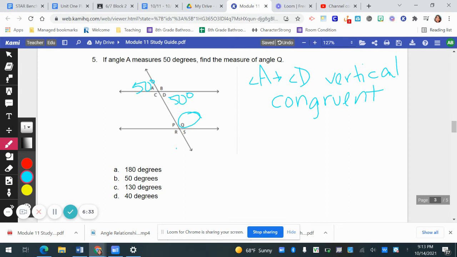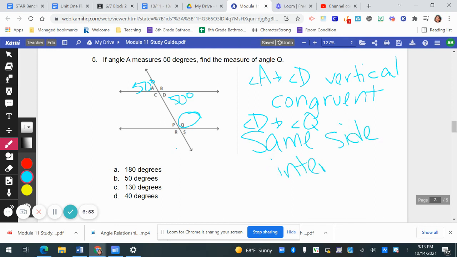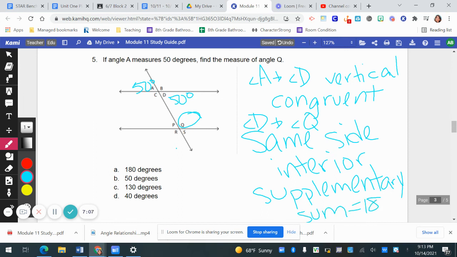Now I have same side interior angles. And remember, if it starts with an S, I can remember that angle D and angle Q are same side interior because they're inside. But remember, if it's same side, it starts with S, so it must be supplementary, which means the sum equals 180 degrees.